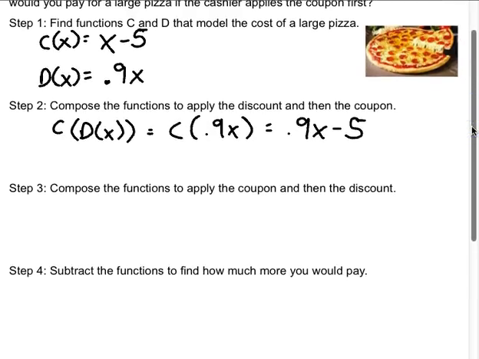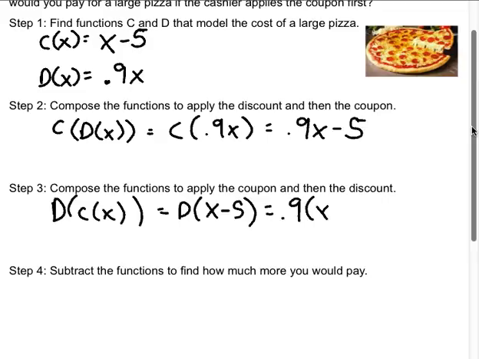What about the other way? If I apply the coupon first, so that goes on the inside, and then I apply the discount. So how's that going to turn out? Well, that's going to turn out by taking the discount and plugging x minus 5 into that, right? Because the coupon is x minus 5, so I'm going to take that function, plug it into the discount function. So I'm going to get 0.9x minus 4.5.